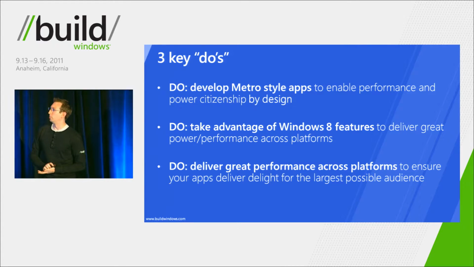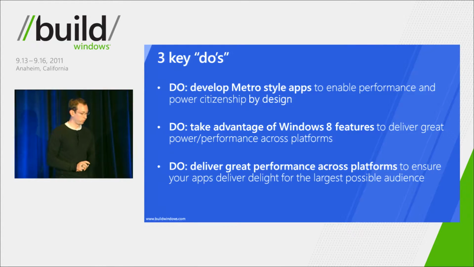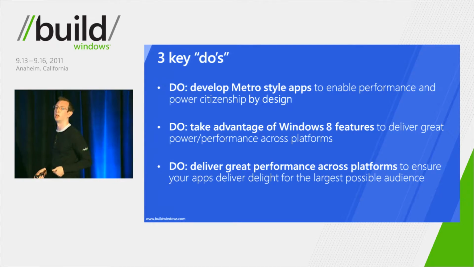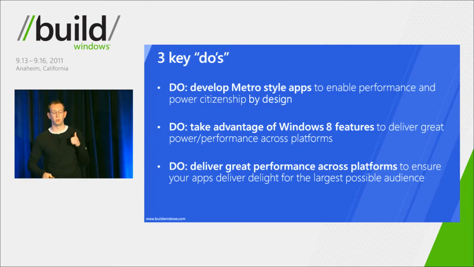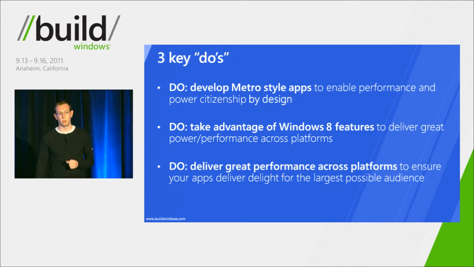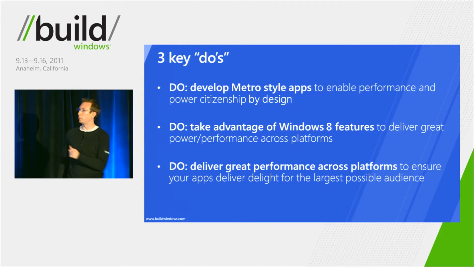So going back to it, to recap at a high level, three key things you can do. First of all, Metro-style apps have been designed from the ground up to enable great performance and power citizenship by design. That means that when things are in the background, power isn't being harmed, performance of the foreground isn't being harmed. Developing Metro-style apps ensures that the user gets that promise of responsiveness and battery life across the board.